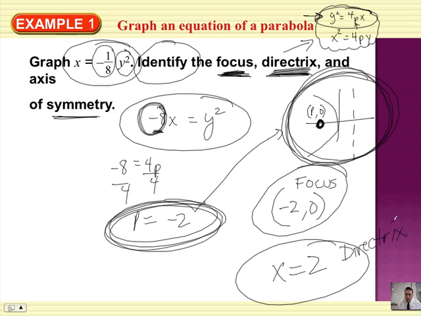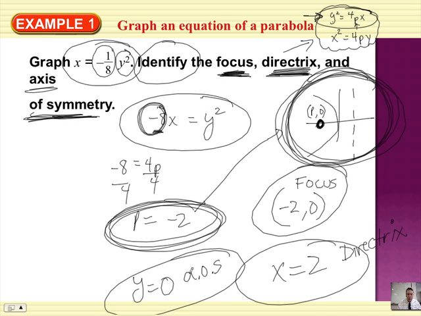If you just memorize a bunch of formulas, you won't do as well. You want to map that out, and it makes sense. Axis of symmetry is last. What cuts this in half? It's this line right here, which is the line y equals 0, because it's horizontal. Y equals 0, axis of symmetry. There you go. That's the main ideas.